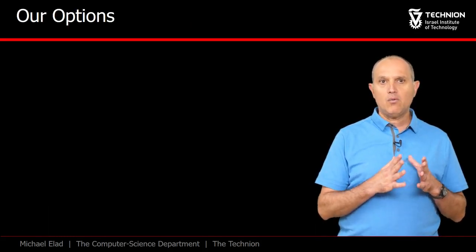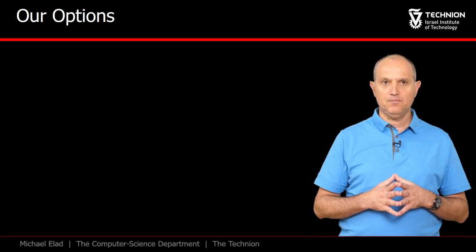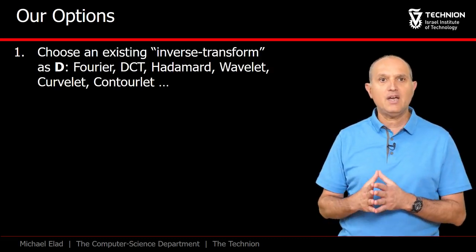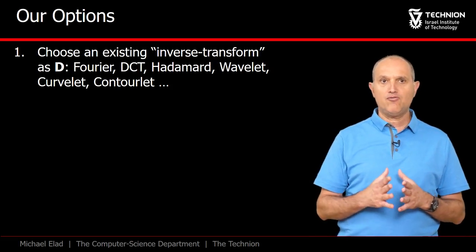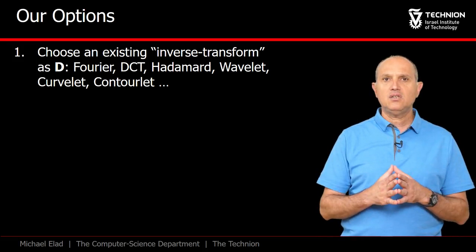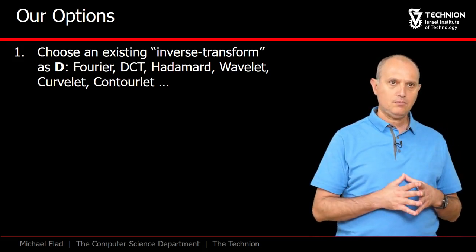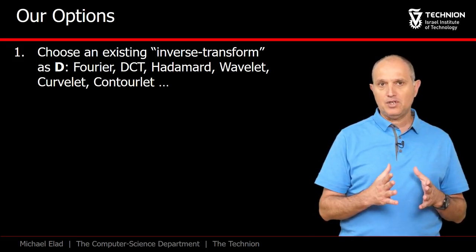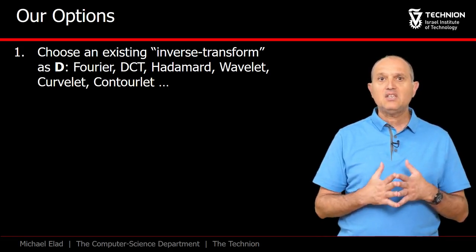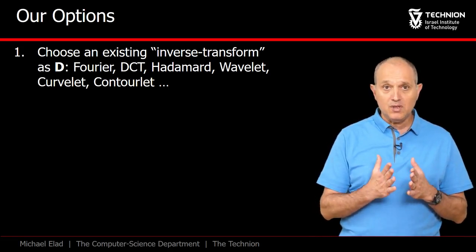So what are our options when it comes to getting D? The first and the easier approach is to choose D from among a variety of known transforms, ranging from the Fourier and the DCT and going all the way to the more recent descendants of wavelets. As a side note, since D multiplies the representation to get the signal, it stands for the inverse transform, so one should be careful about that.